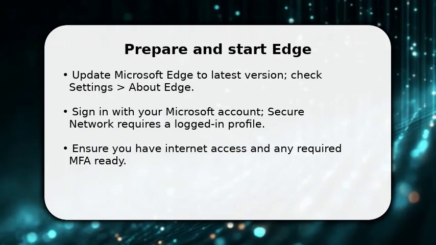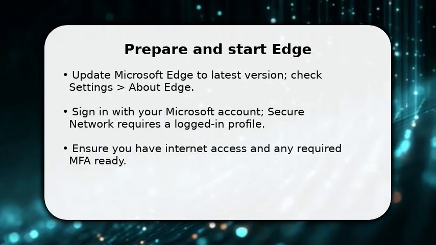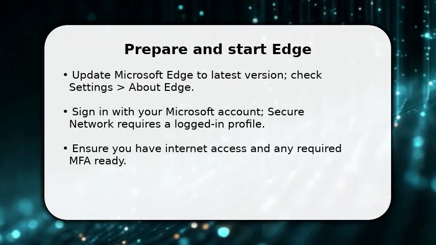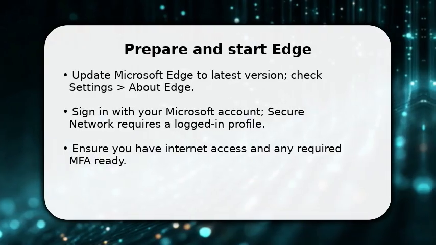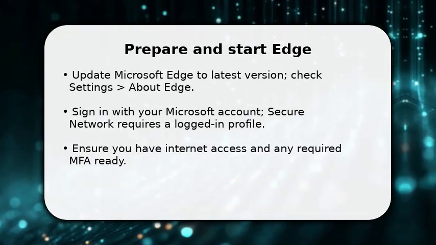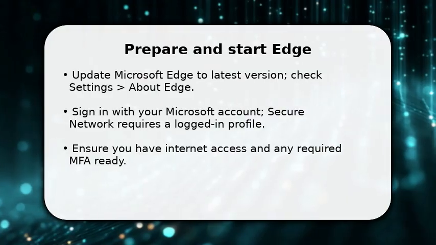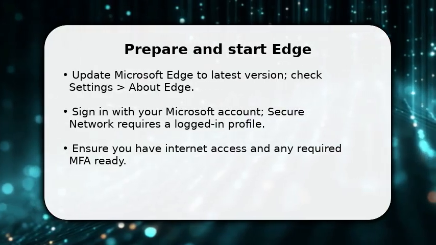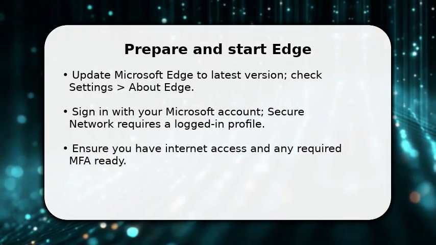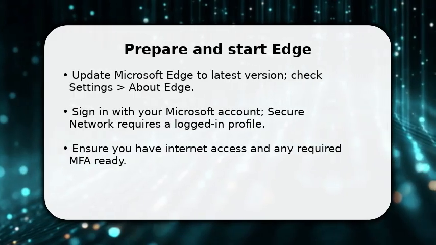You'll start by getting Edge ready. Update the browser and sign into your Microsoft account. Once done, make sure Windows or Mac OS has a working connection and any multi-factor prompt ready. Then open Edge and go straight to Settings. This saves time and ensures the Secure Network option appears.